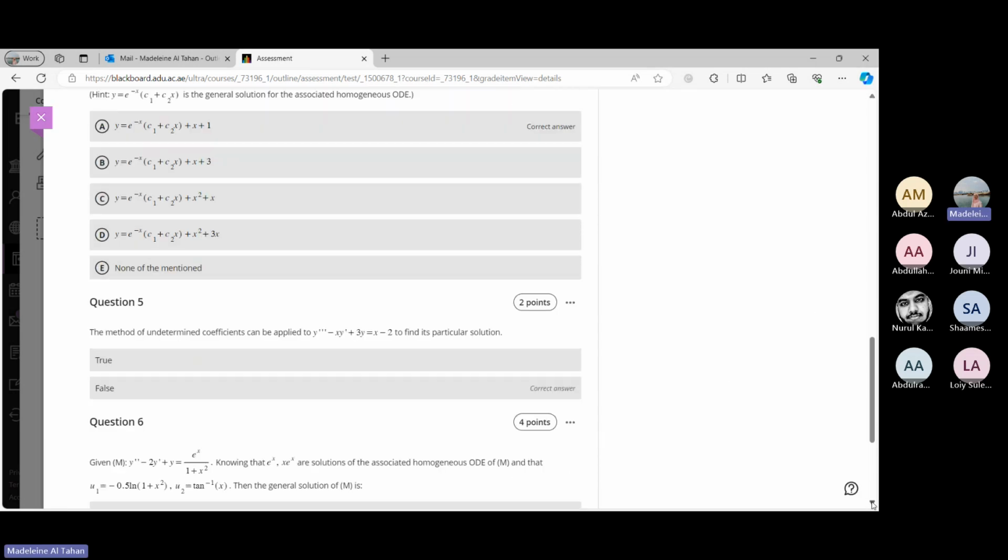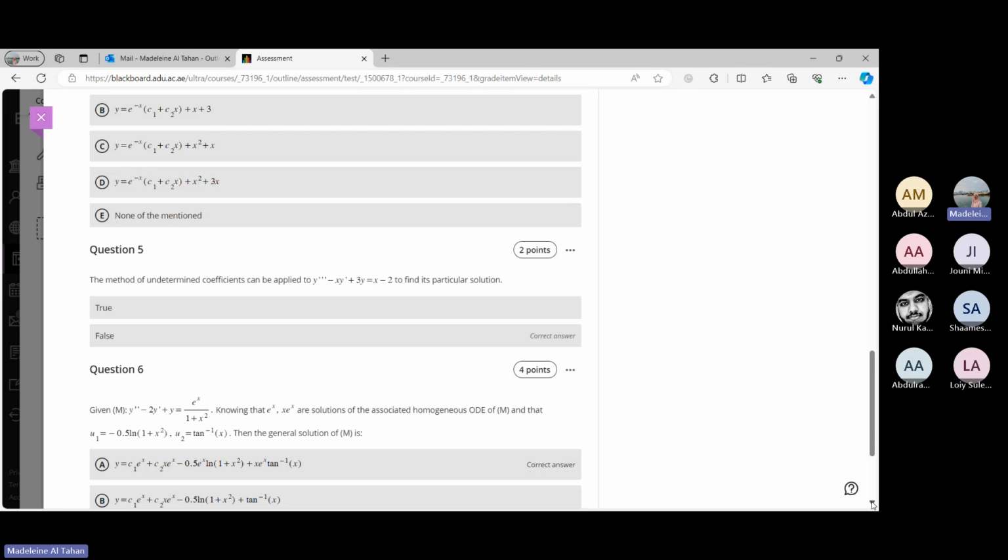Let's look at question number 5. The method of undetermined coefficients can be applied to this one. Could it be? To apply the method of undetermined coefficients, we should have after the equal one of the forms that we discussed before. And what should we have? Linear with constant coefficients. Here we don't have problems in what we have after the equal. Where do we have problems? Non-linear, but with non-constant coefficients. So the answer here is false.